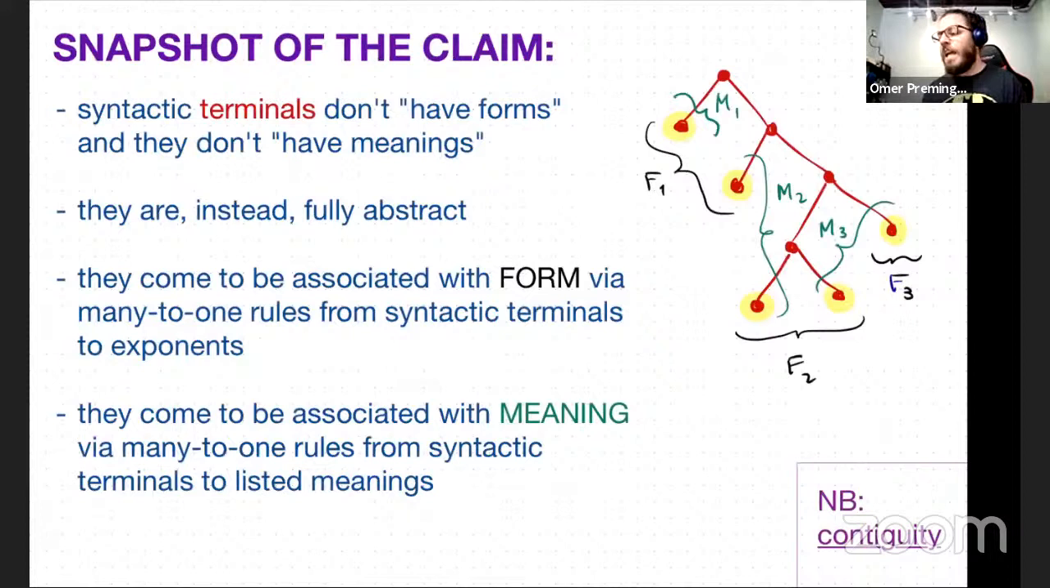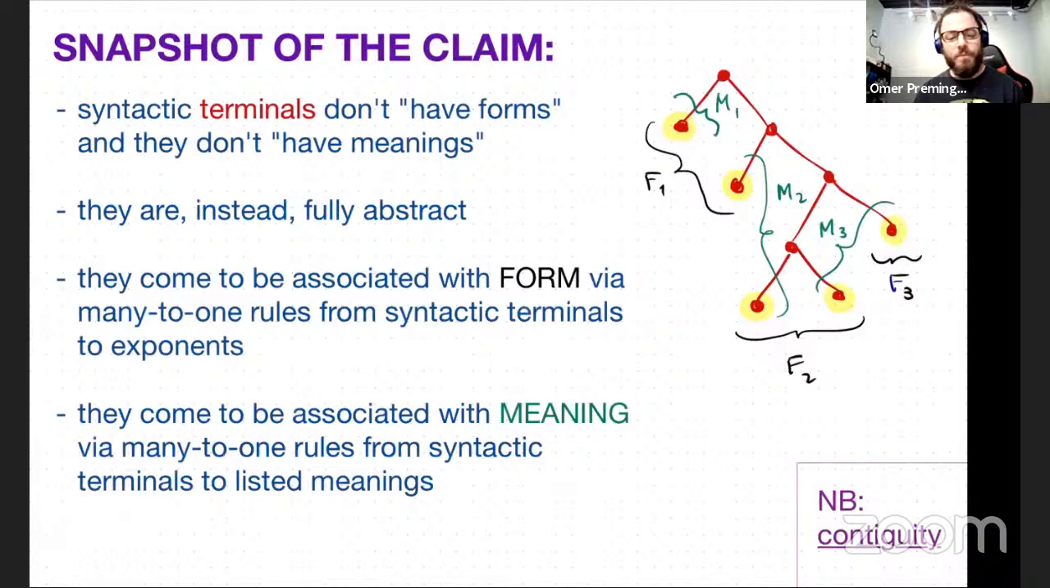And here's the snapshot of the actual claim I'm going to try to support. I'm going to try to support the claim that syntactic terminals, the things we're used to drawing on the bottom of the syntactic tree, don't themselves have forms or have meanings in any rigorous formal sense of the term. Instead, they're fully abstract. They come to be associated with forms via many-to-one rules. So for instance, a rule mapping these two terminals together onto this unit of form, or a unit mapping these two units together onto a unit of form.